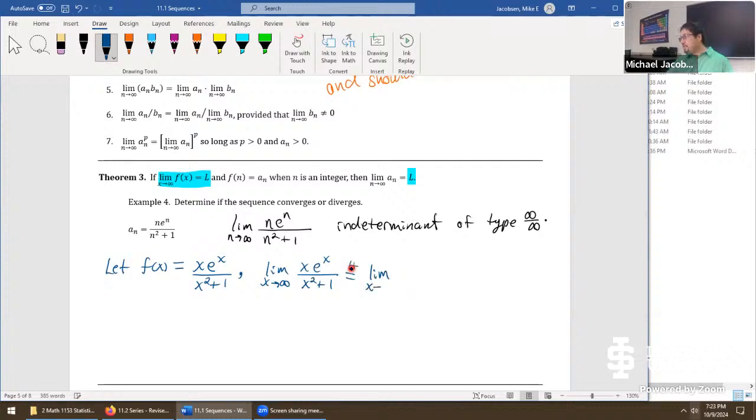It's equal to the limit as x goes to infinity. Let's work out that product rule a little bit more carefully. I differentiated x to start to just get e to the x. Plus, next we copy x, differentiate e to the x, which is itself. So we got e to the x plus x e to the x using product rule. Down below that derivative is a 2x.